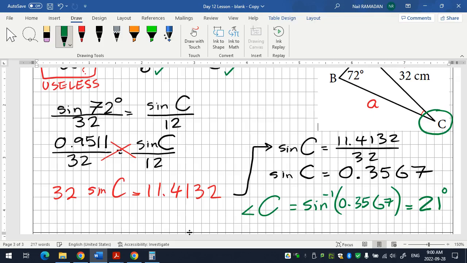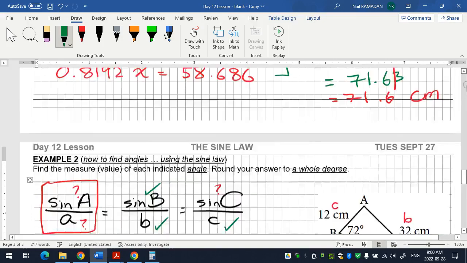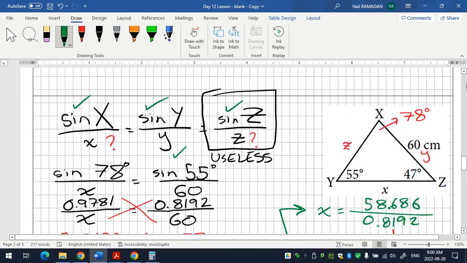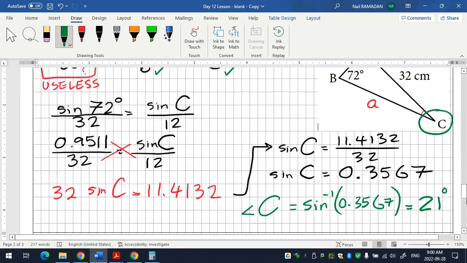So it's slightly longer than this method. Look, this was easy. This was you just cross multiply and divide. You're done. Here, you cross multiply, you divide, and then you do the second or shift. You have to, because you're still not there yet. Okay, everyone, let's go to the last one.